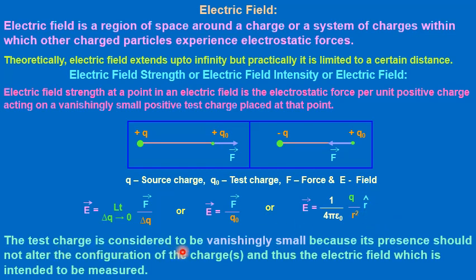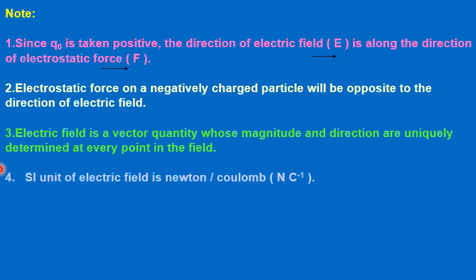The test charge is considered to be vanishingly small because its presence should not alter the configuration of the charges and thus the electric field which is intended to be measured. Since q naught is taken positive, the direction of electric field is along the direction of electrostatic force. Electrostatic force on a negatively charged particle will be opposite to the direction of electric field. Electric field is a vector quantity whose magnitude and direction are uniquely determined at every point in the field. SI unit of electric field is Newton per coulomb.